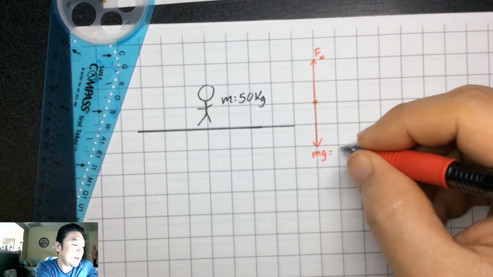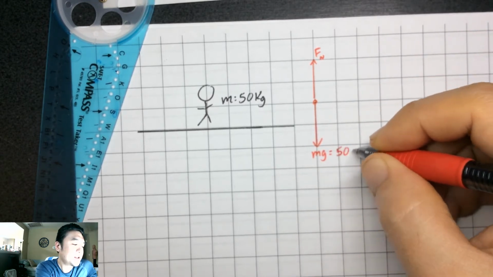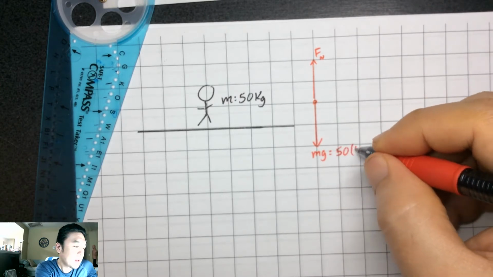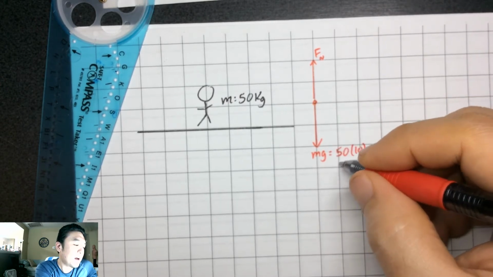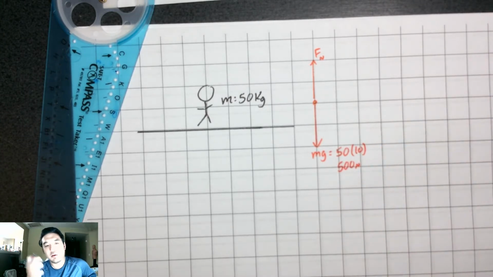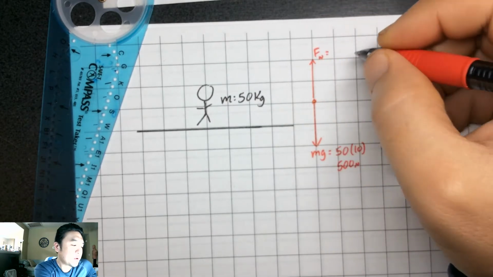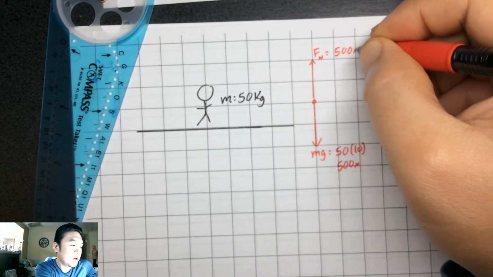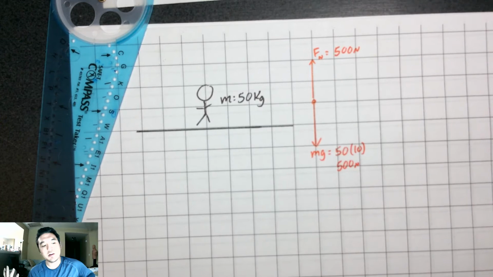mg is going to be 50 times g. Let's make g about 10, and that will give us about 500 newtons of force that we are being pulled down with, which is the force of gravity on us. The normal force would therefore have to be about 500 newtons in order for us not to accelerate. So that's the simplified version of it. There's another equation for the force of gravity, which is the true equation of the force of gravity between any two objects, and that is what we're going to introduce here.